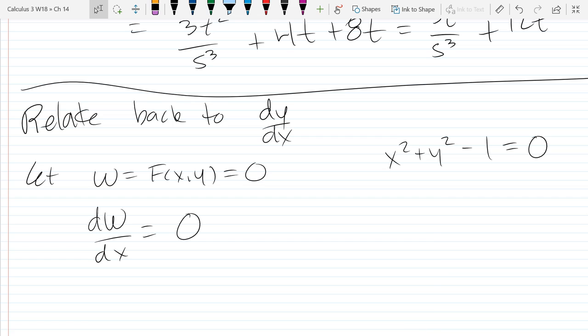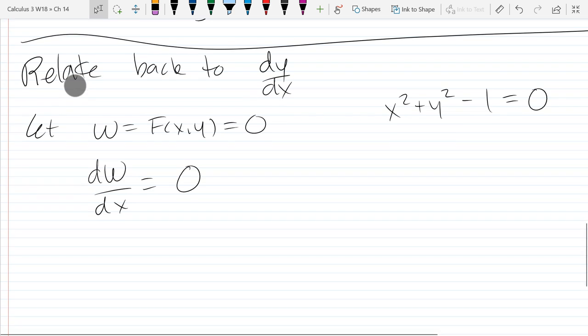And the w function basically would be the height above the function. In this case, the circle would be on the ground, so the height would always be 0. It's not exciting in terms of the height of the circle, but you can look at the graph of the equation. So we get dw over dx is 0 because our function is constant. That's the reason it's 0.